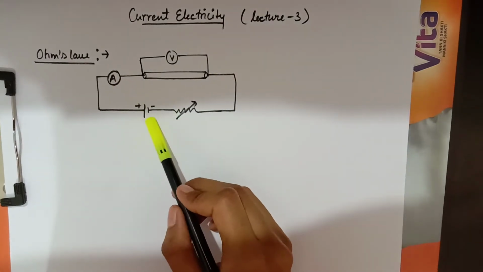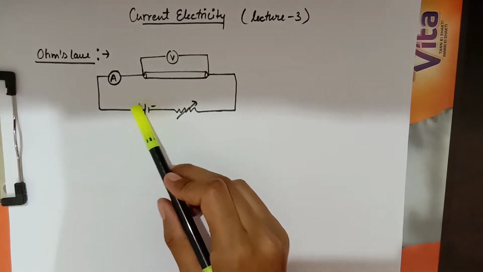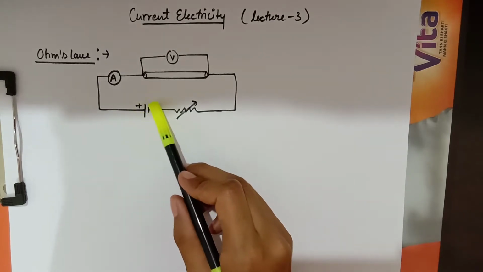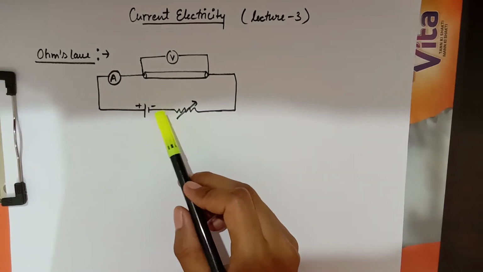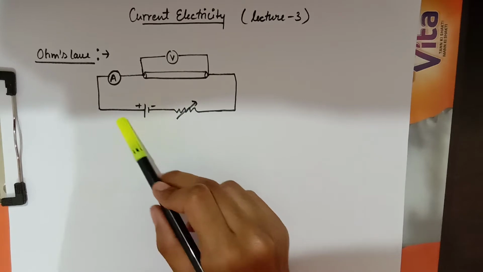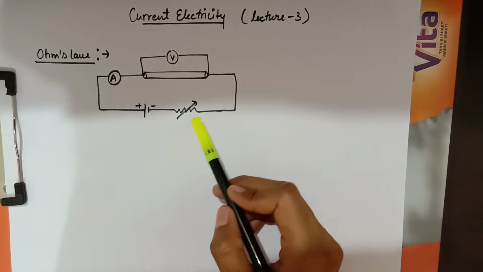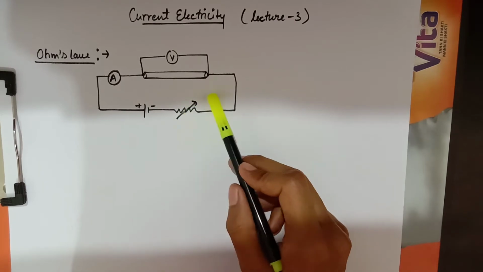This is the battery, or we can say cell. Battery is the combination of cells. If I combine many cells, then it will constitute a battery. So this is a cell which is the cause of electric current in the circuit, and this is rheostat which provides the variable resistance in this circuit.